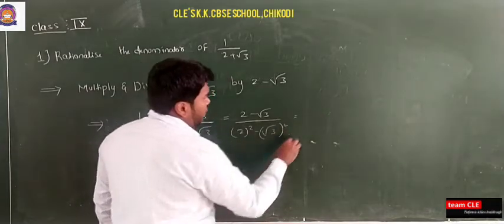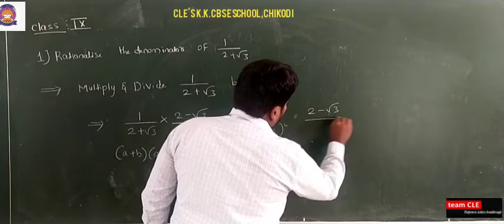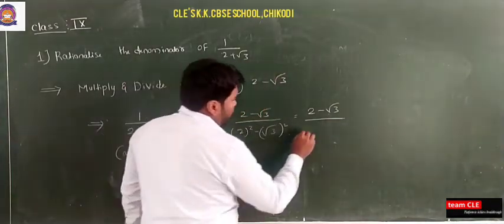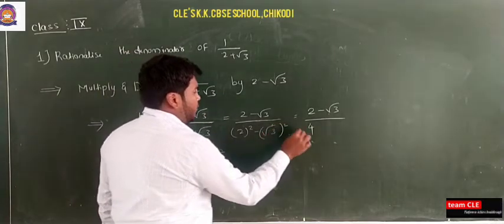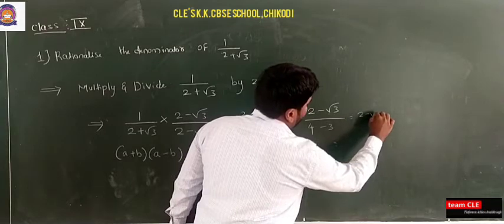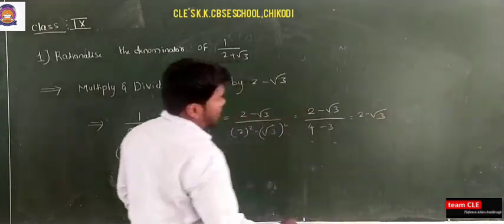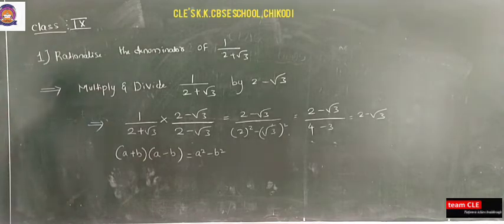So 2 square is 4, and root and square get cancelled, so you will get 4 minus 3, which is 1. So 2 minus root 3 divided by 1 is 2 minus root 3. So we get the required answer as 2 minus root 3. So all of you just take this example and note it down.